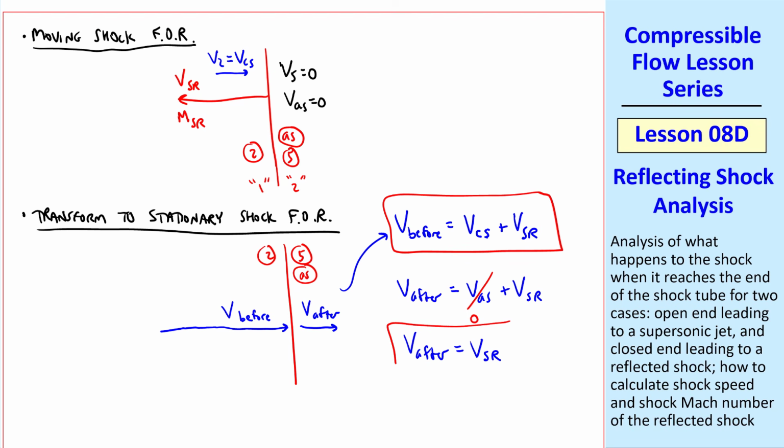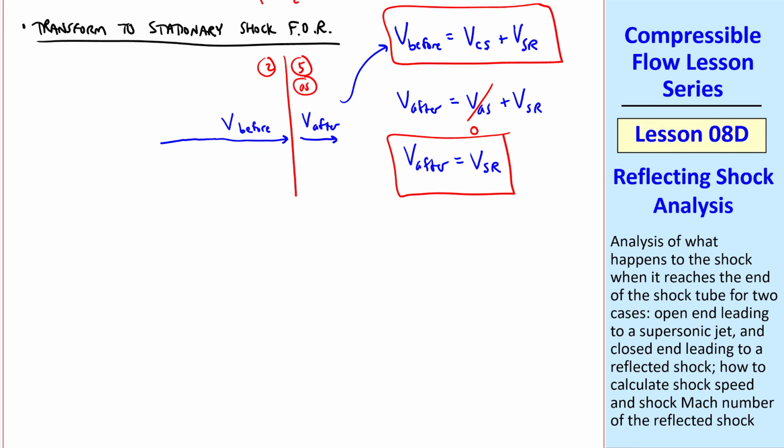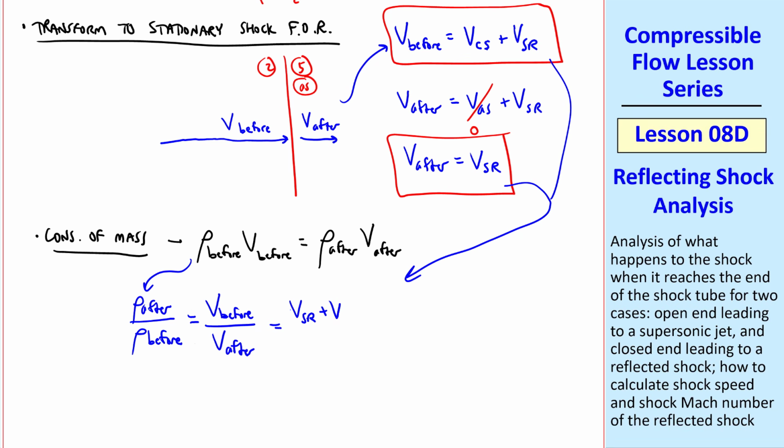So V after is simply VSR. Now we can analyze this like we did before for any stationary shock. For example, conservation of mass in this stationary shock frame of reference is rho before, V before, equal rho after, V after, from which we can write rho after over rho before is V before over V after, and from these two equations, this is VSR plus VCS over VSR.